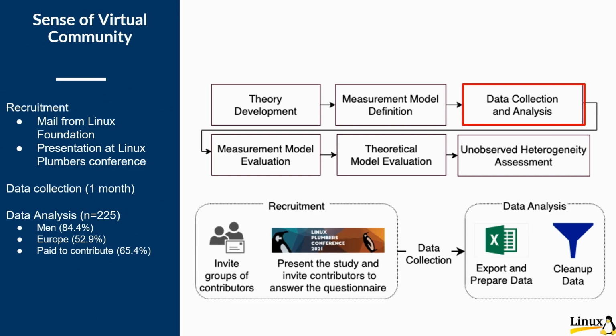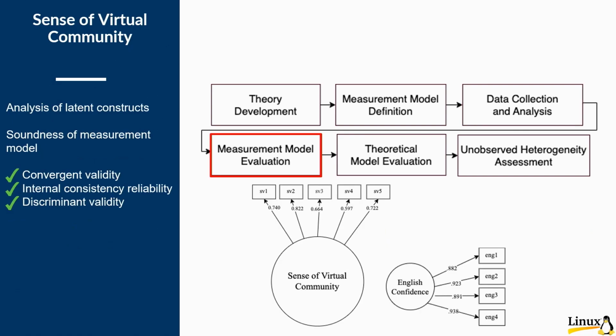The data collection lasted 1 month, and we received about 300 answers, and after data cleanup, we had 225 in the data set. So the first step was to evaluate the questions, if the questions were really able to measure the constructs. We had 2 latent constructs that included different questions. So the sense of virtual community was composed of 5 questions, and the English confidence, as I showed in the previous slides, was composed of 4 questions.